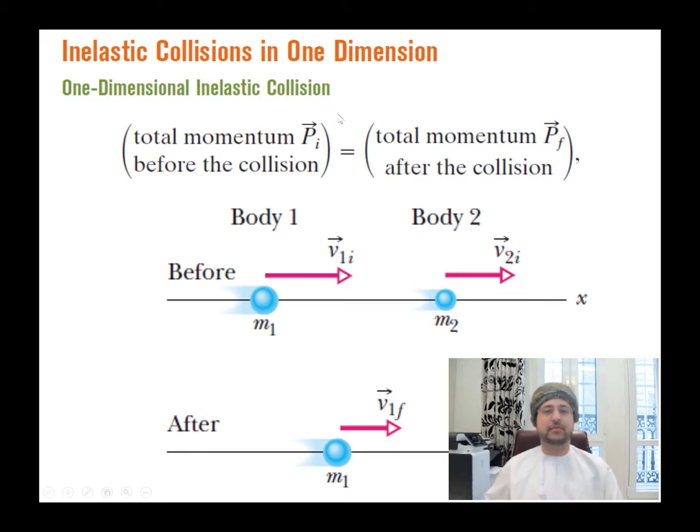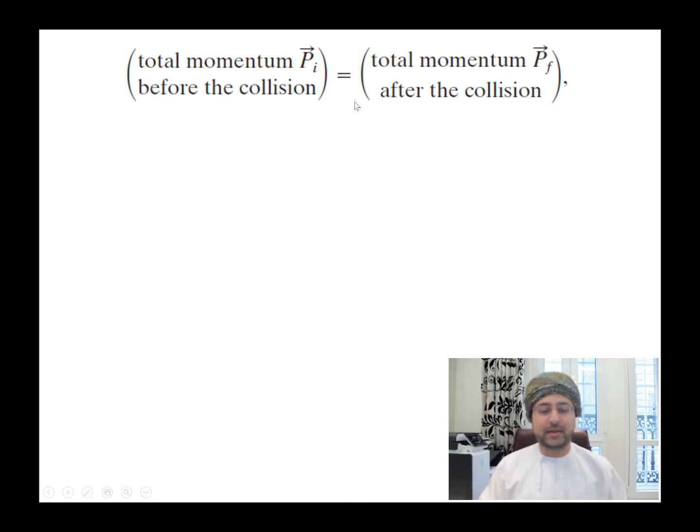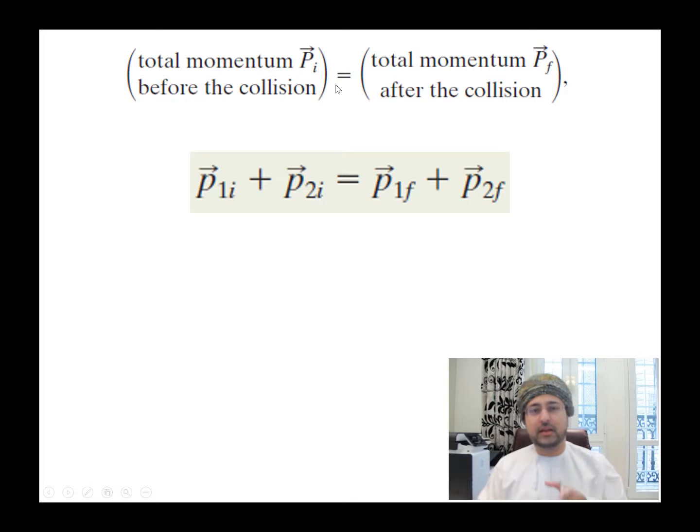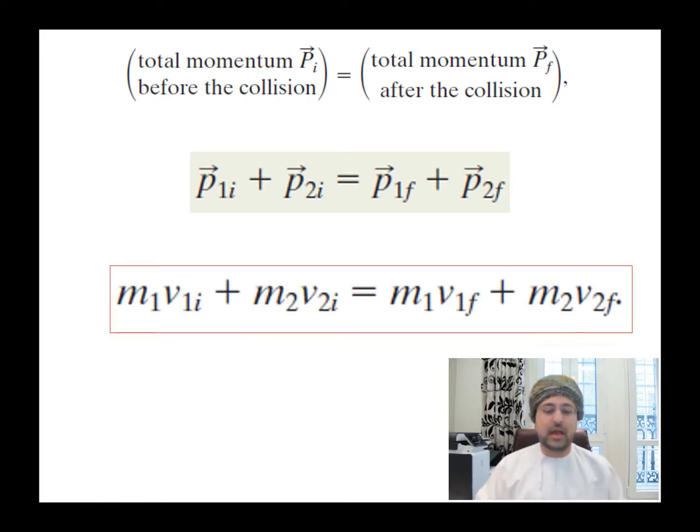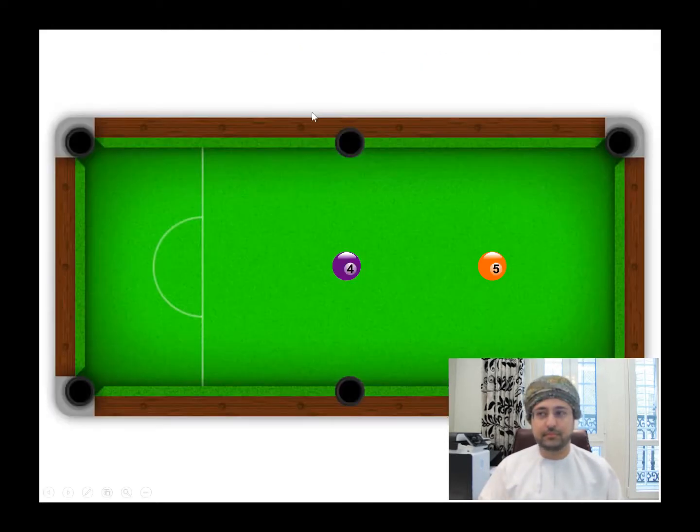How do we calculate the final velocities? Well, we know Pi equals Pf. Let's write it down. P1i plus P2i equals P1f plus P2f. Now let's expand it. M1 V1i plus M2 V2i equals M1 V1f plus M2 V2f. So far so good? Let's go back to this.